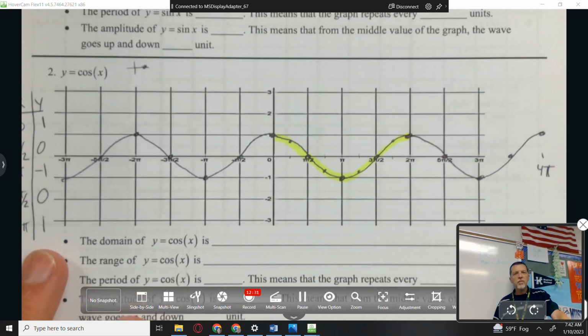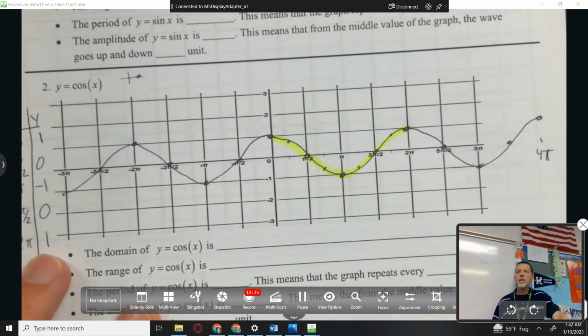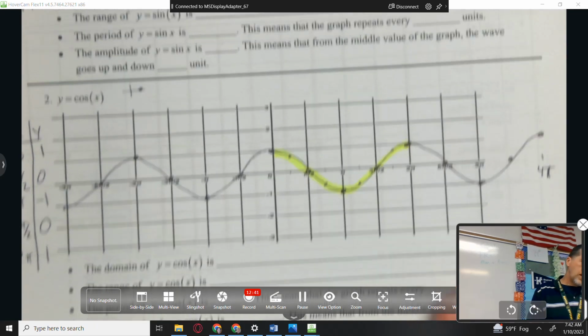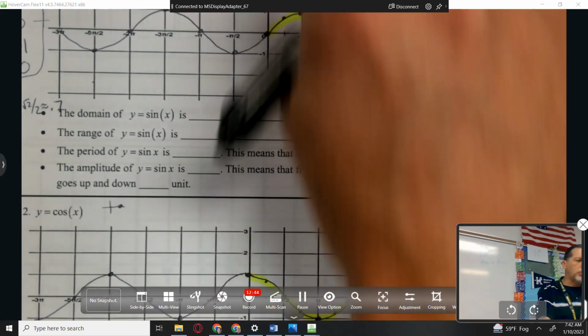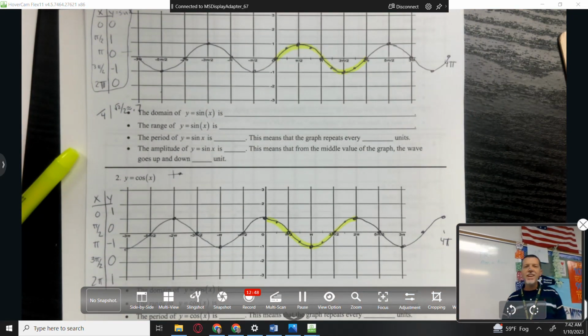So now you look at both of them. You tell me, how would you describe those graphs? Wavy? Okay, that's not bad. That's one of the words we will use. They are both waves. They're kind of the same graph. What makes them different?